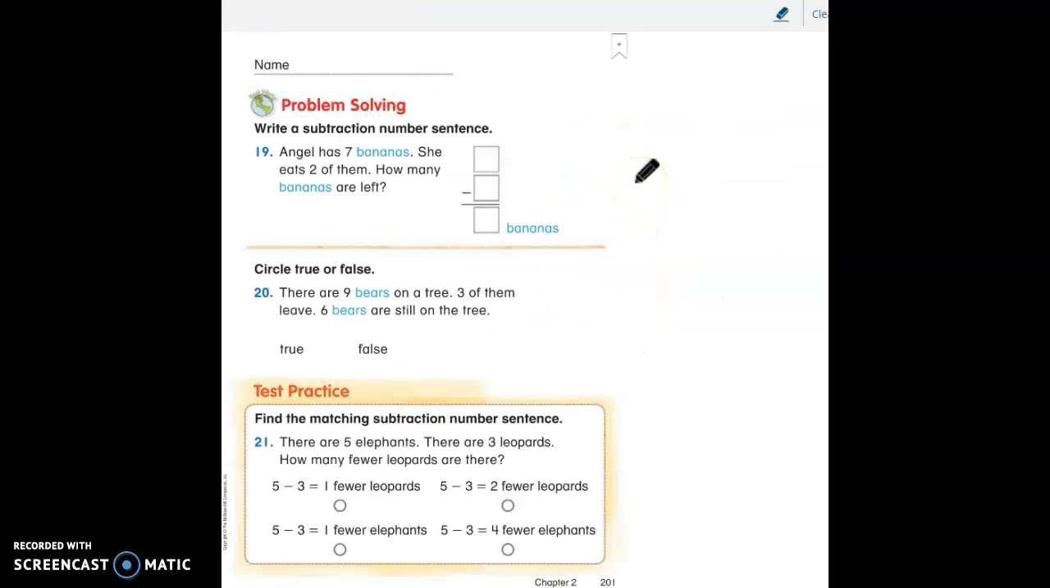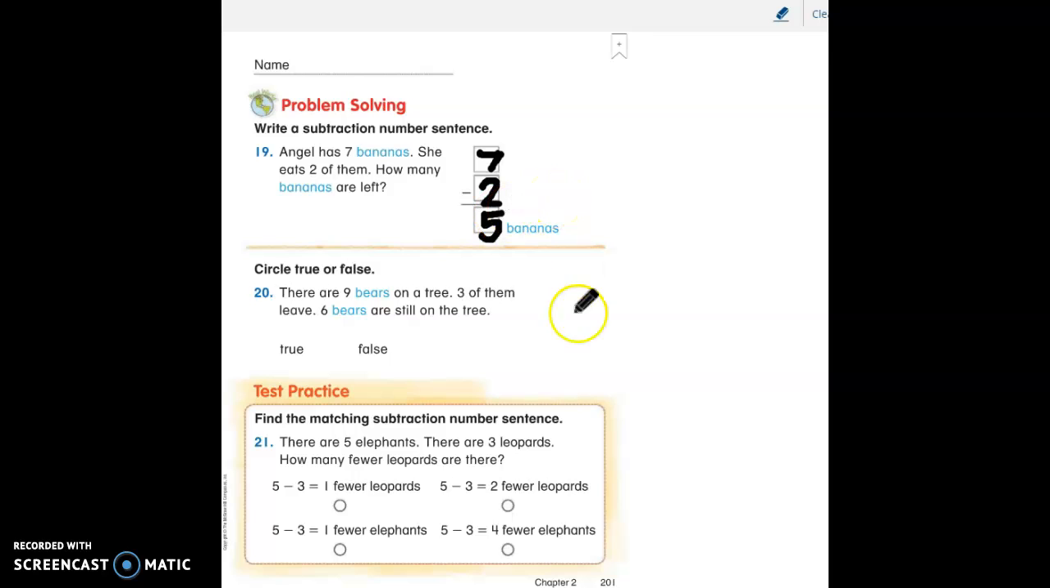Okay, we're on problem solving. Write a subtraction number sentence. Angel has 7 bananas. She eats 2 of them. How many bananas are left? All right, so this box over here is your 7. So we're going to write 7 on the top. She eats 2, so put your 2 below. How many are left? 5 bananas. And I'm not very good at this because my mouse, it's hard to write. But I bet you're staying right in those boxes.